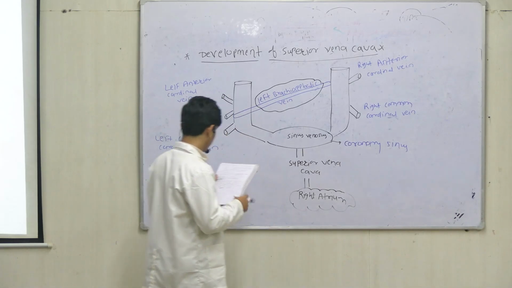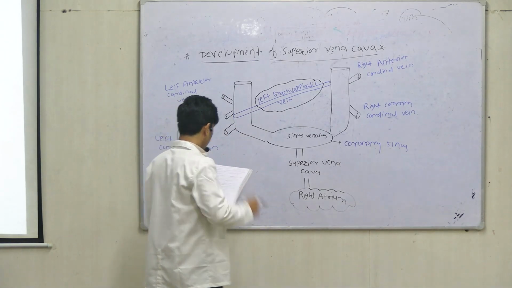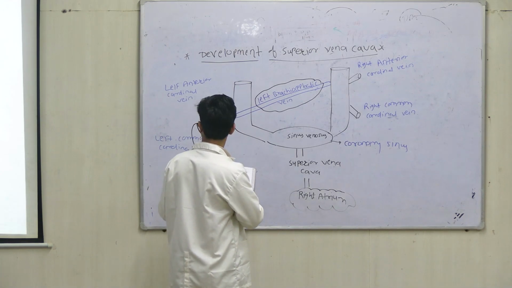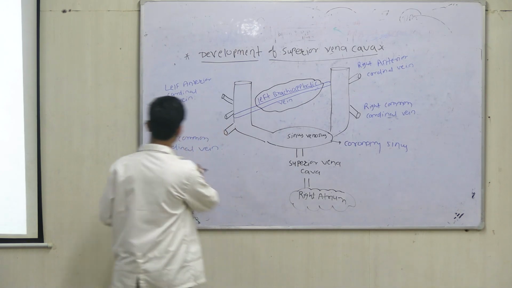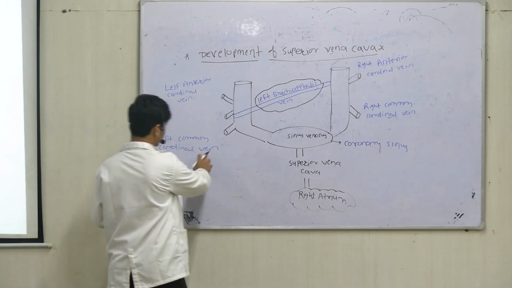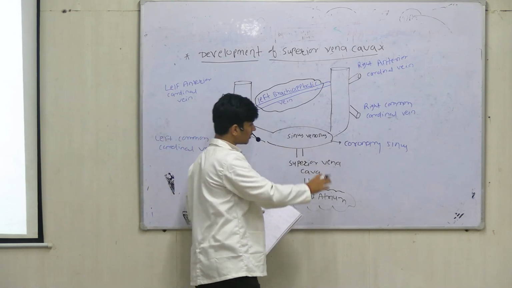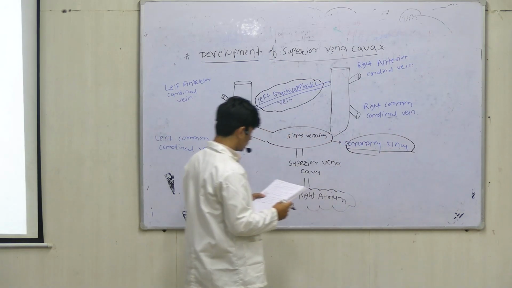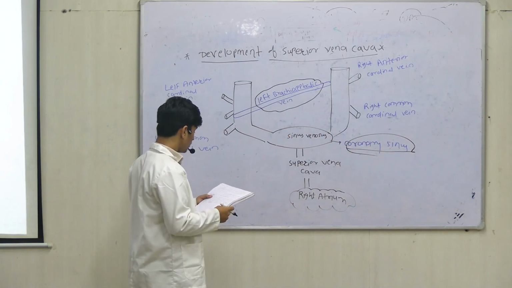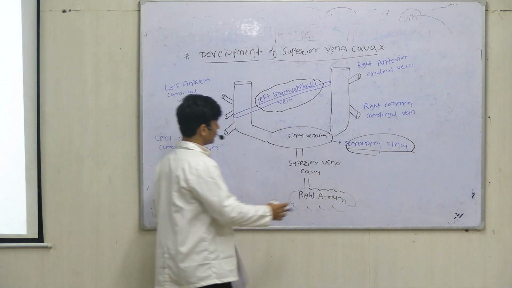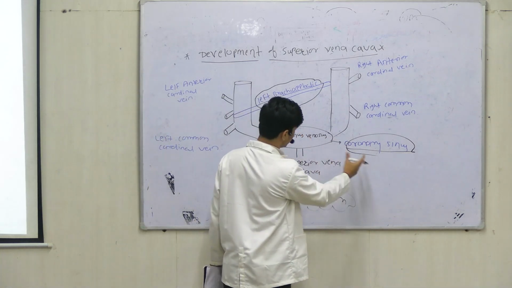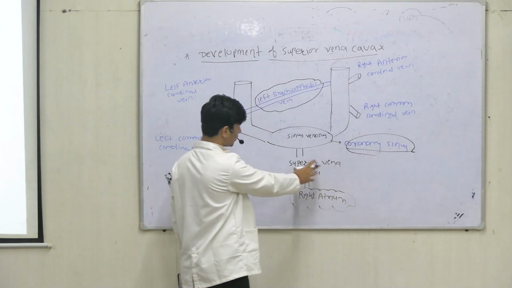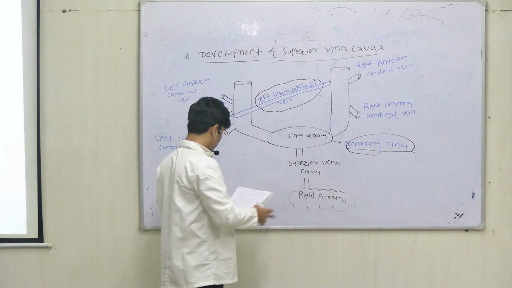Left common cardinal vein. They form coronary sinuses. This is the left common cardinal vein. They continue to the sinus venosus and they form a coronary sinuses. And the coronary sinuses drain venous blood from the myocardium into right atrium. The sinus venosus, also called the coronary sinuses, and they drain into the superior vena cava. They form a superior vena cava.